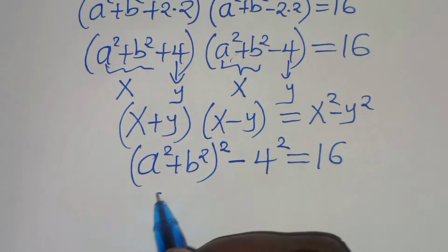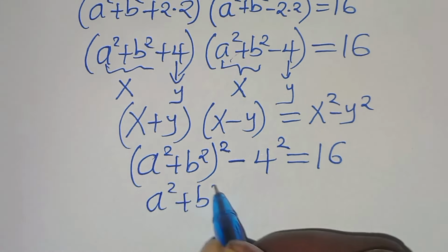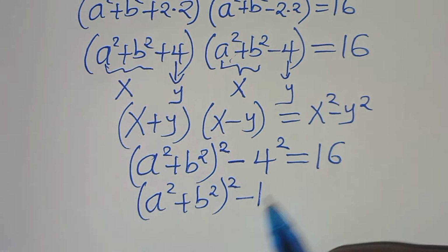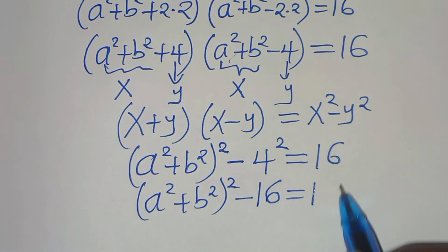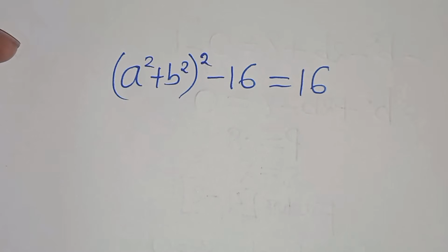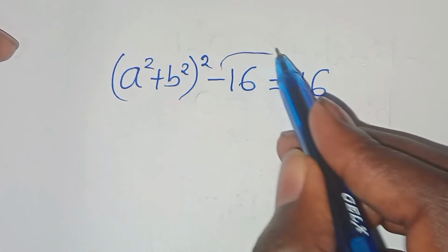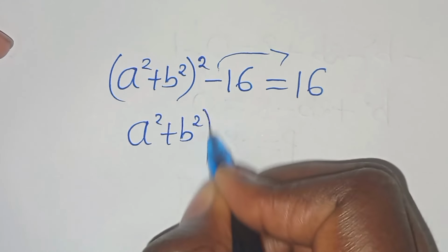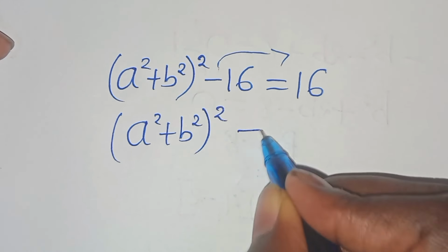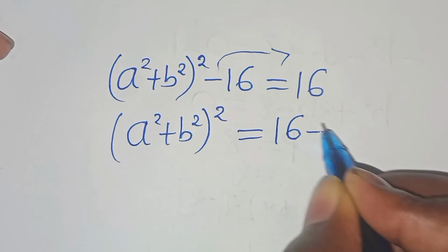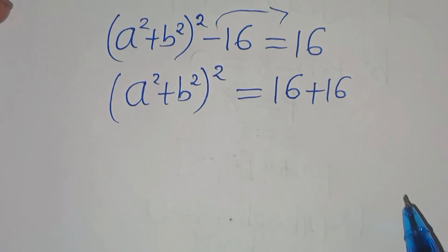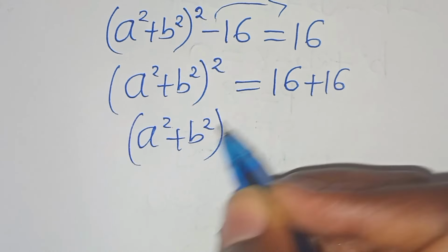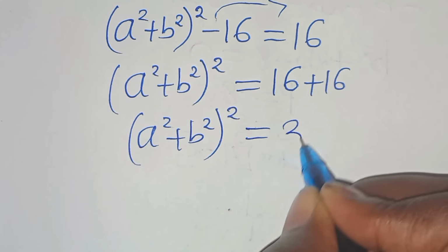Now this is a squared plus b squared raised to the power of 2 minus 16. This is equal to 16. Let's take minus 16 on the right hand side. So this means we have a squared plus b squared raised to the power of 2. This is equal to 16 plus 16. So that we have a squared plus b squared raised to the power of 2. This is equal to 32.